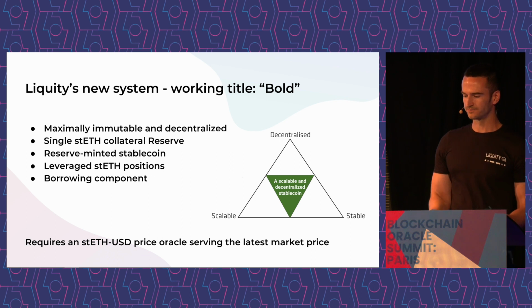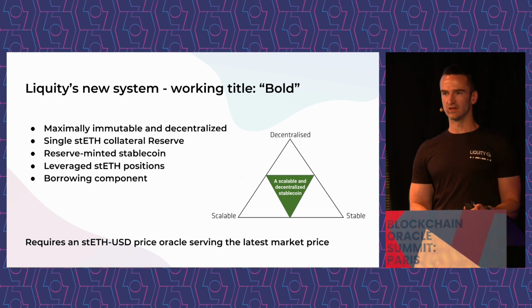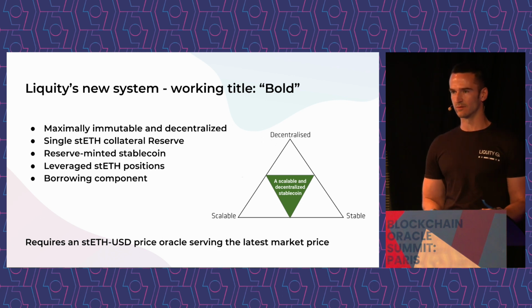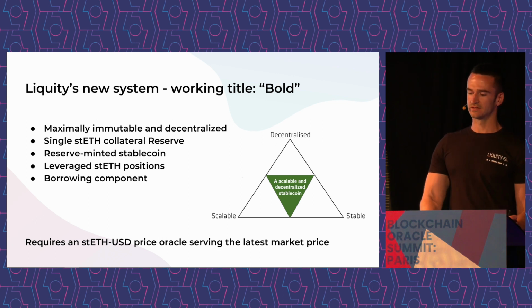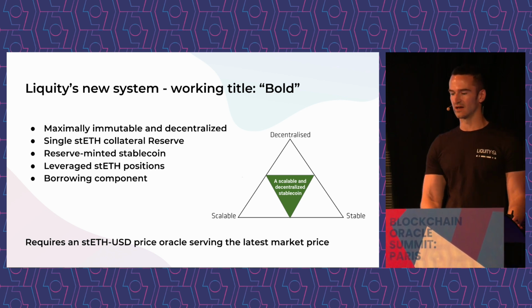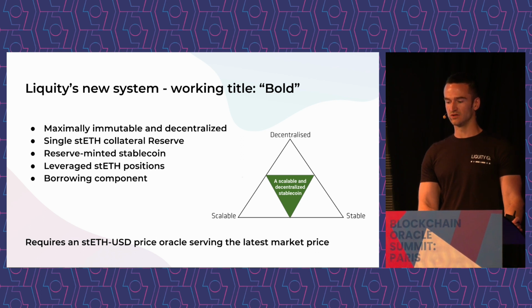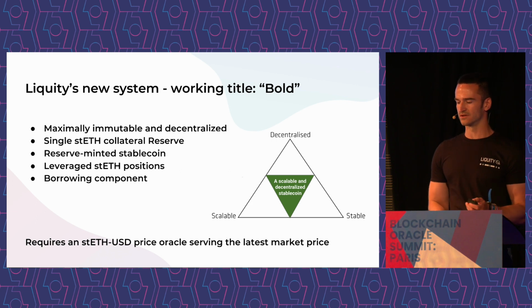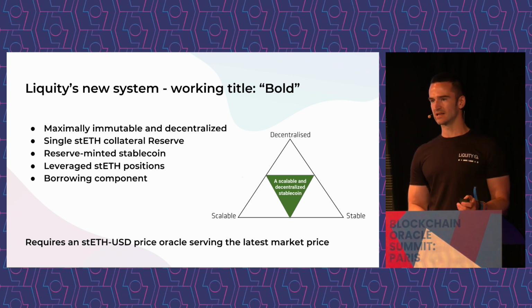So Liquidity is launching a new system. The working title is Bold. The intent is to really break the stablecoin trilemma and create something that's more scalable than LUSD, our previous stablecoin. It's an immutable system, and it's going to be as decentralized as possible, and we'll get into that a bit later. It uses a single stETH collateral reserve, and it mints stablecoins from that reserve. It also has leveraged stETH positions and a borrowing component as well. And crucially, it requires a stETH-USD price oracle serving the latest market price.